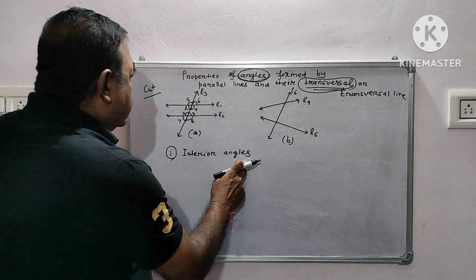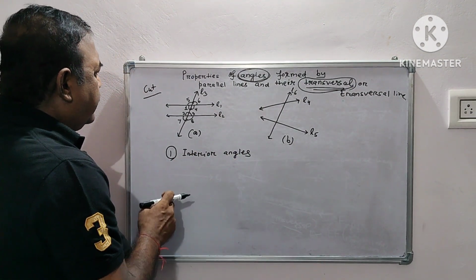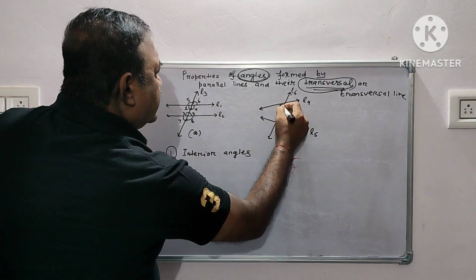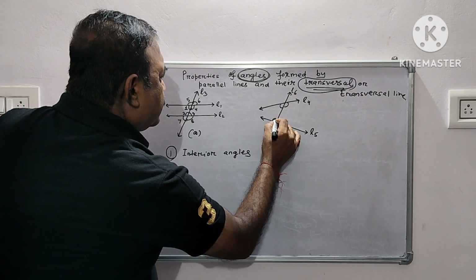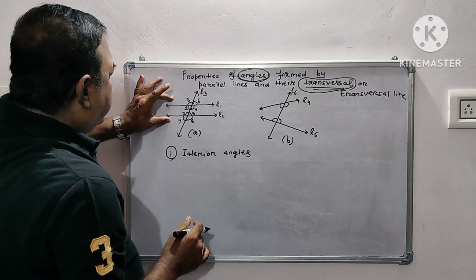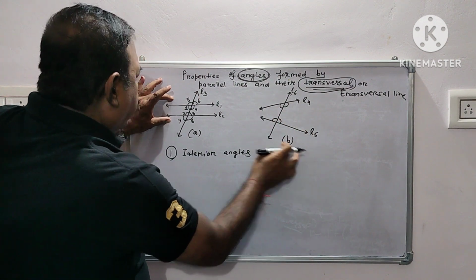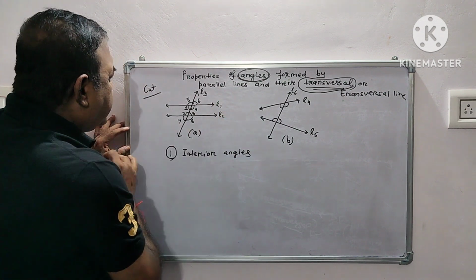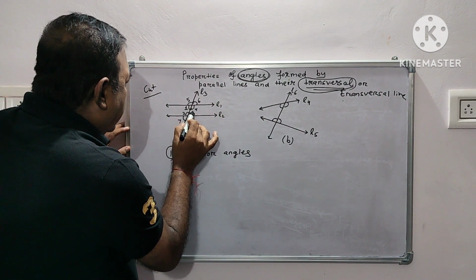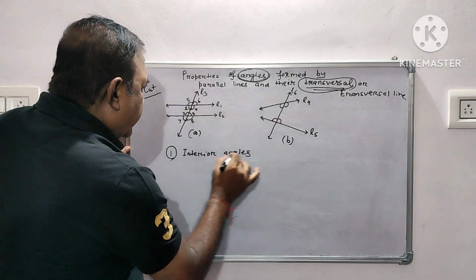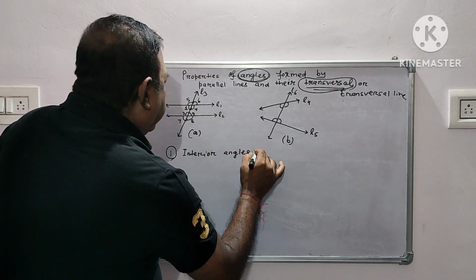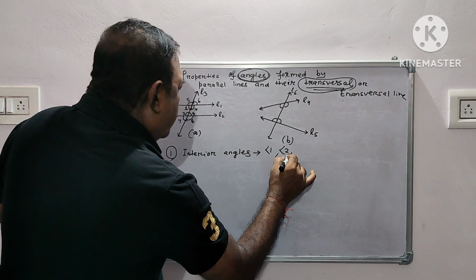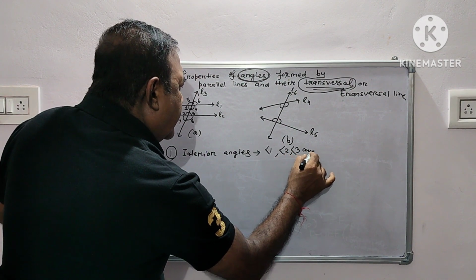So interior angles, which are interior angles? You see, in between the two parallel lines, this one, this one, this one and this one. In between two non-parallel lines in figure B. But in figure A, between two parallel lines L1 and L2, which angles are there? Angle 1, angle 2, angle 3 and angle 4. These are interior angles. Okay, so we can write here angle 1, angle 2, angle 3 and angle 4.